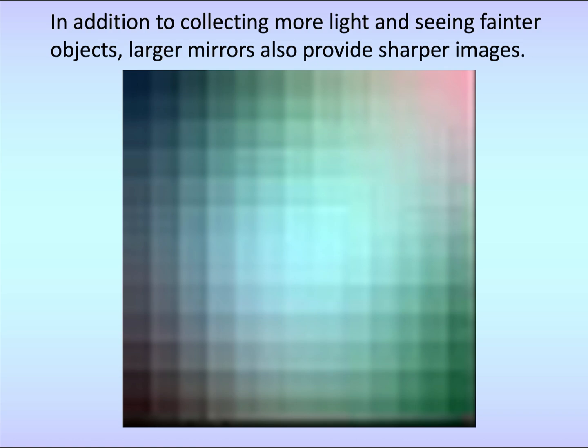Larger mirrors also improve not only the light gathering capability, but it also makes images sharper. Look here at this blur. This is how you might see a distant object with a very small telescope. You can't even really tell what you're looking at. Now let's see how it changes as we use larger and larger telescopes.